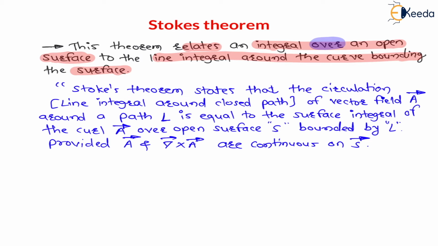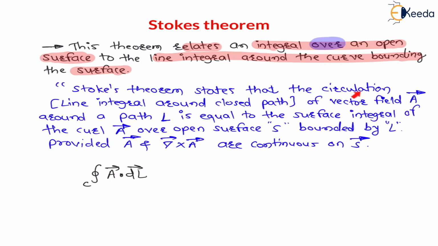Stokes theorem states that the circulation, now in previous lecture we have seen circulation. Circulation is nothing but cyclic integral of any vector field dot dl, where dl is position vector, means it is a line integral over a closed curve, right? This is called circulation. In previous lecture we have seen this.